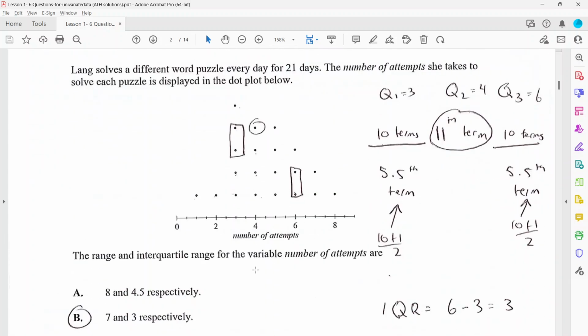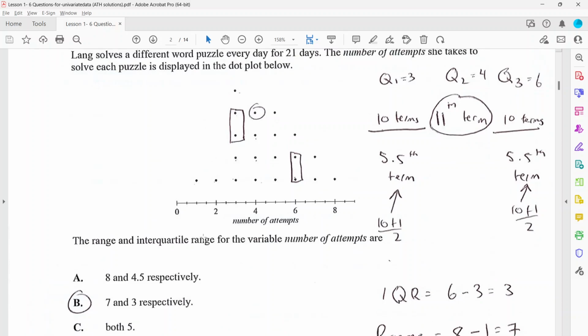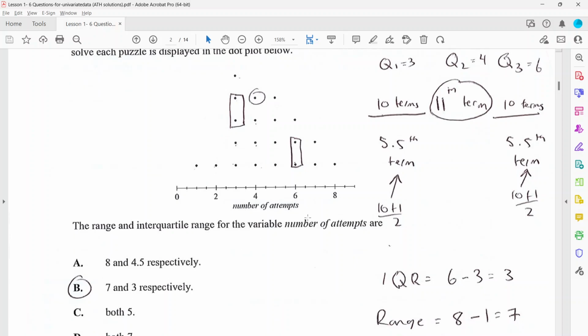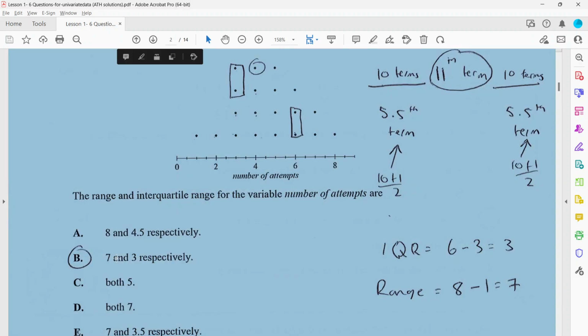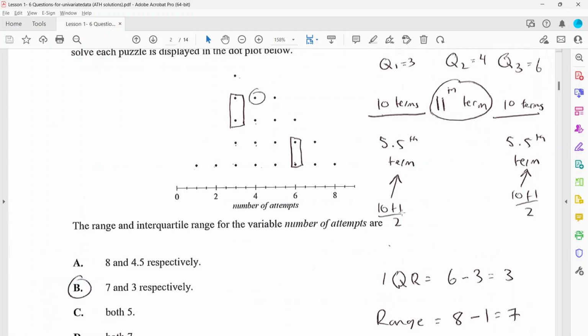Now this one here, we want to find the range and the interquartile range. There's a lot of things happening here, but let's just break that down. The first thing I want to do is look for the range, okay, because maybe I can eliminate some of the possible answers. The range is the biggest number, which is 8, take away the smallest number, which is 1. So the range is here, which is 7. So my possible answers are 7 and 3 respectively, both 7, or 7 and 3.5 respectively. So at least this way, if we're running out of time, we can guess between one of those three. But hopefully that doesn't happen to you guys.